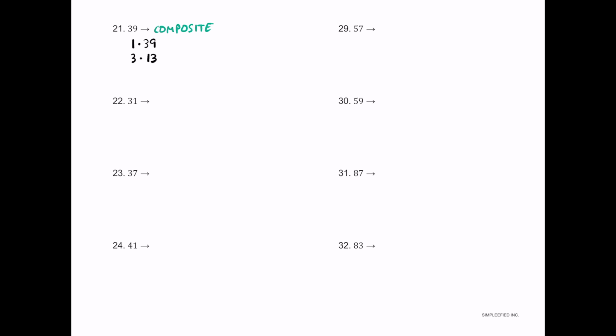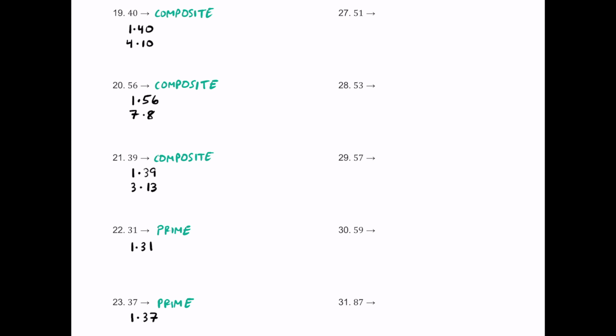For number 22, we have the number 31. So we have 1 times 31. And you can try thinking about other possibilities, but I'll tell you right now that it is prime. There are no other factors for 31. For 23, we have 1 times 37 equals 37, and that's going to be it. There are no other factors of 37 that are whole numbers. For 24, what do we have? 41, we know is 1 times 41, but it turns out that is it, and there is nothing else out there. 41 is a prime number.